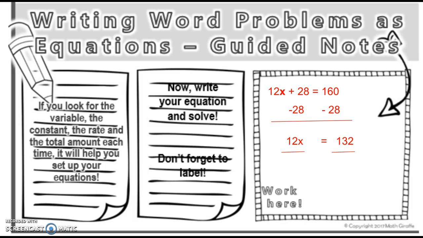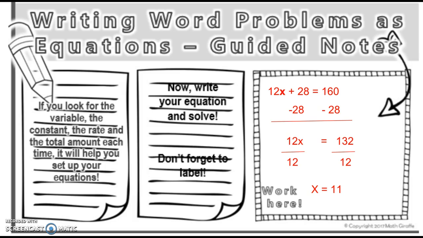Now I still need to get x by itself, and I've already put like terms together, so the only way I can divide out a 12 is by dividing. Divide both sides by 12. This 12 divided by 12 becomes 1, and that means I have the 1x left, which is what I needed. So I have 1x left, and I know each x equals 11.